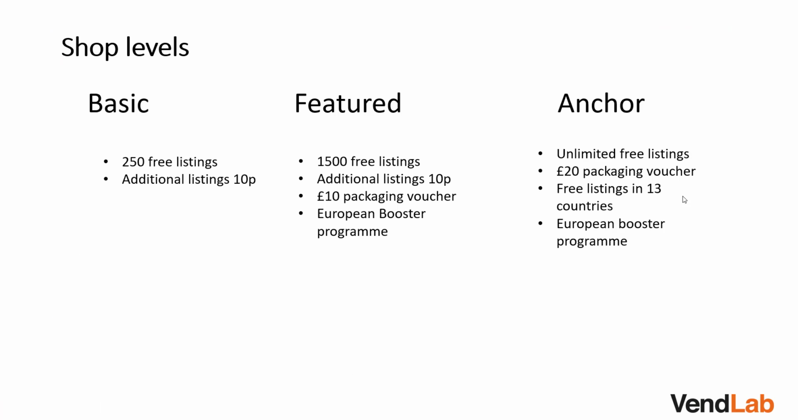There are 3 levels of eBay shop: basic, featured and anchor. There are different price points, with anchor being the most expensive. If you sign up to a basic shop, you will be able to configure your shop as discussed, and you will also get 253 listings, with each additional listing being 10 pence. If you sign up for a featured shop, you will get 1500 free listings. Each additional listing will be 5 pence after that.